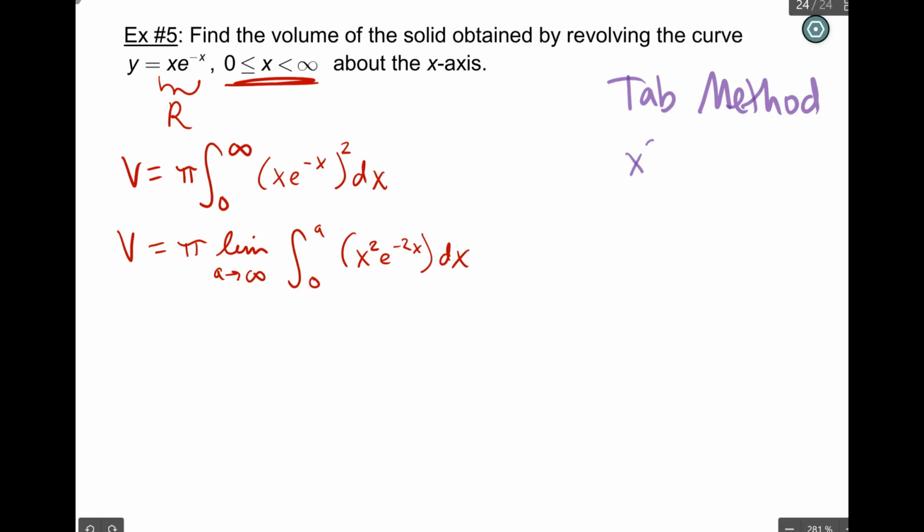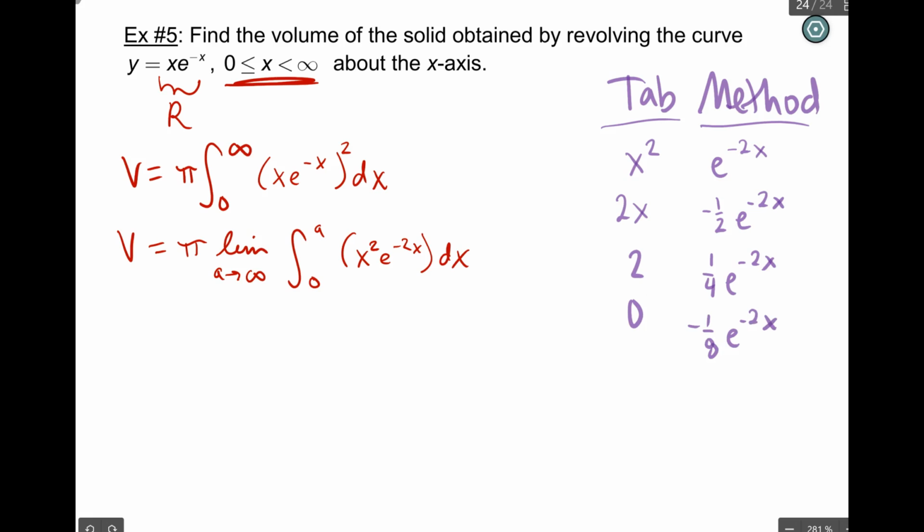So I have x squared, derivative 2x, derivative 2, derivative 0. And then this one is easy to derive. The other one's easy to integrate. So e to negative 2x is easy to integrate because the integration of that is negative 1/2 e to negative 2x. The integration of that is positive 1/4 e to negative 2x. The integration of that is negative 1/8 e to negative 2x. And then we just gotta do plus, minus, plus.